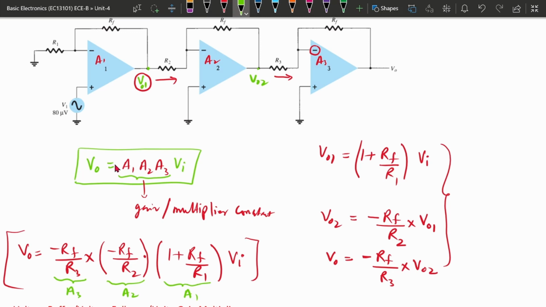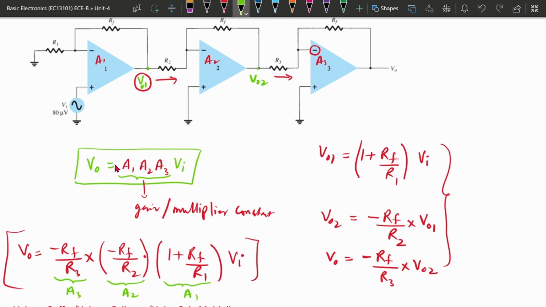Okay, so individual gains are multiplied with the input terminal. With respect to that, we are getting a multi-stage fixed gain amplifier. This is an amplifier where we are multiplying the input with a constant gain. This constant gain will be decided based on the value of R1 Rf, R2 Rf, and R3 Rf.